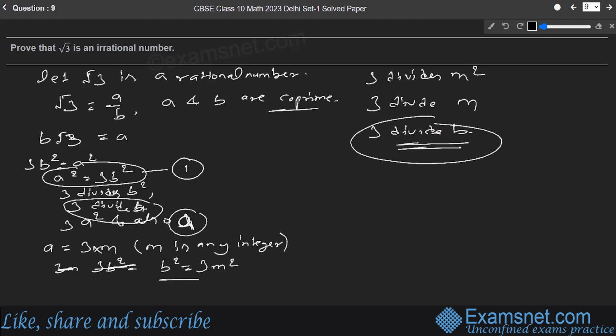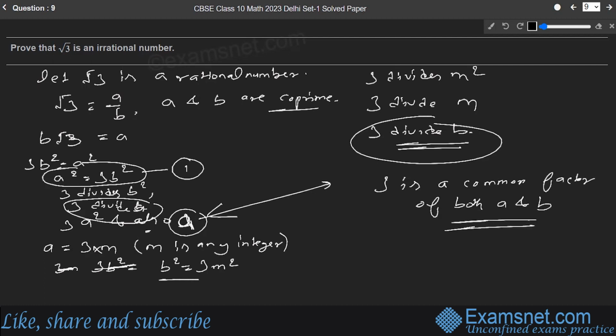We are observing two things here. 3 divides a also and 3 divides b also. That gives me a result that 3 is a common factor of both a and b. So if this is happening, then a and b cannot be co-prime numbers, because co-prime numbers are the numbers which don't have any common factor, but that is not happening here.